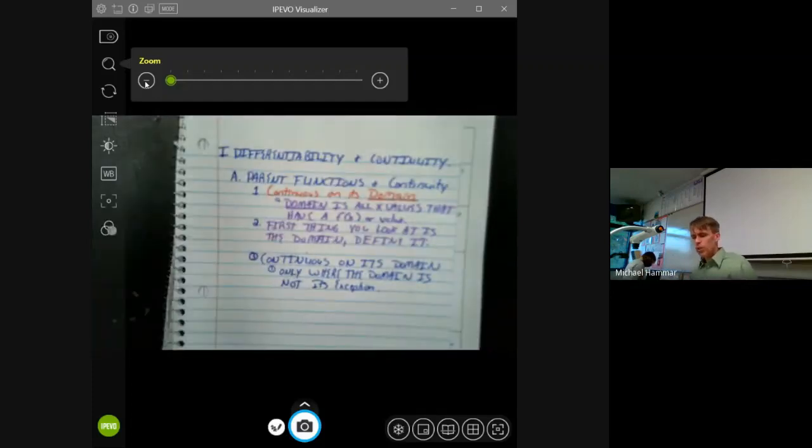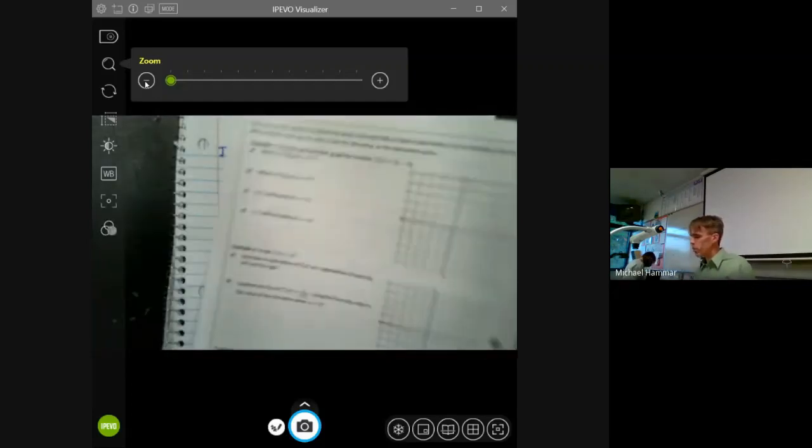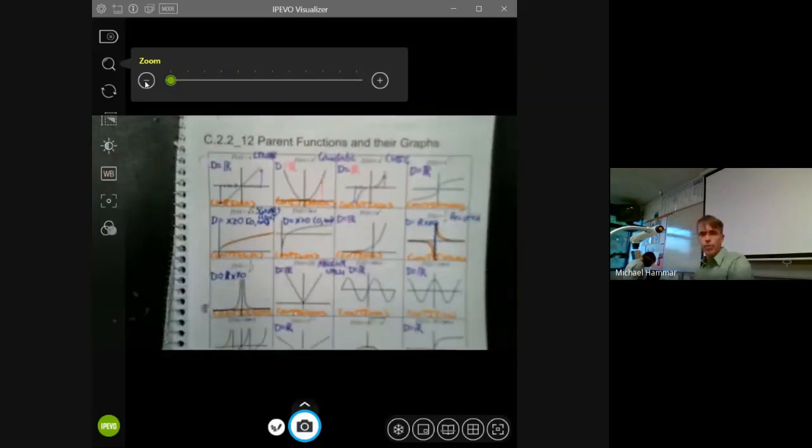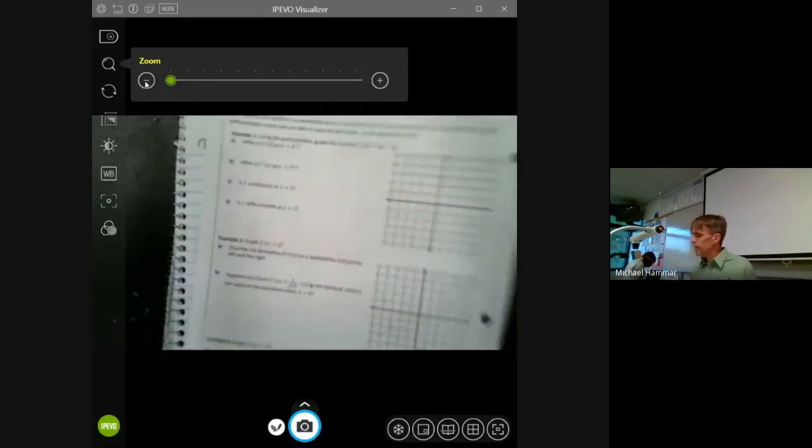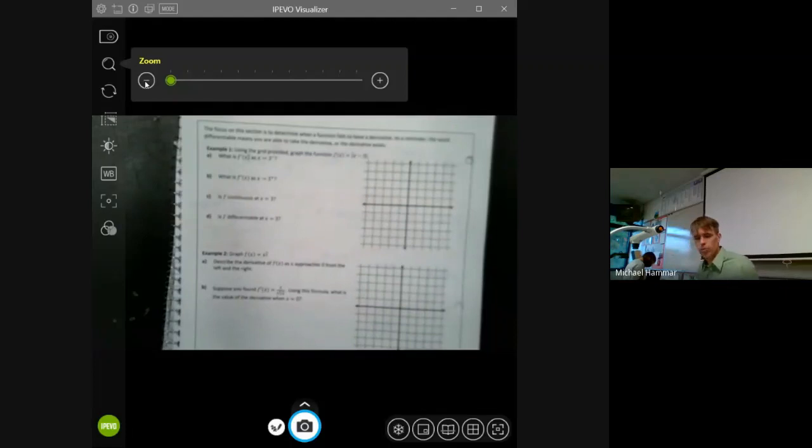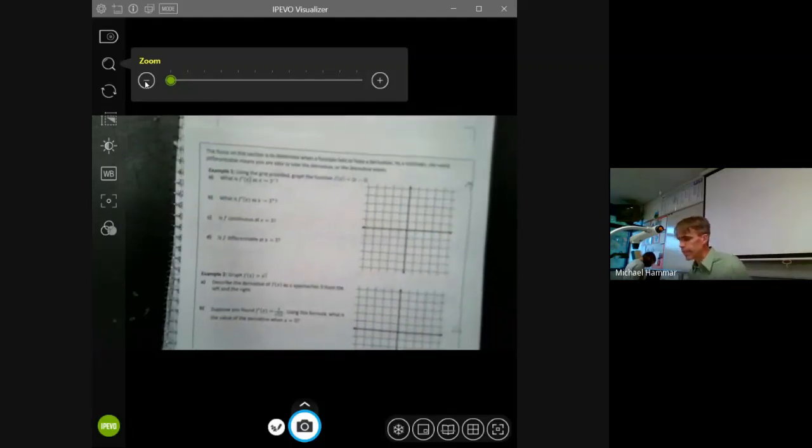Now I'm going to have you do a quick thing. I'd like you to flip this paper over. We're looking at these continuous parent functions. I would like you to flip the paper over and go through and do some of these examples. The first one I'd like you to do is example 1.